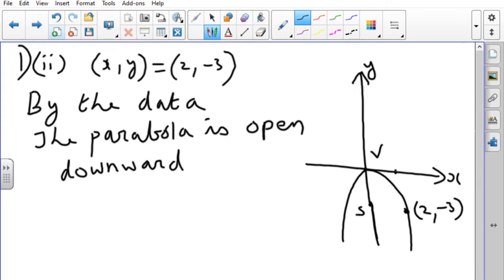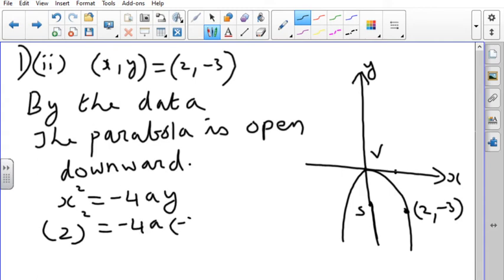So it is open downward. Therefore the general equation is x square is equal to minus 4ay. Now we have seen that it passes through 2 comma minus 3. So substituting here, 2 square is equal to minus 4a into minus 3. So you get 4 is equal to 12a, so a is equal to 4 by 12, which is equal to 1 by 3.